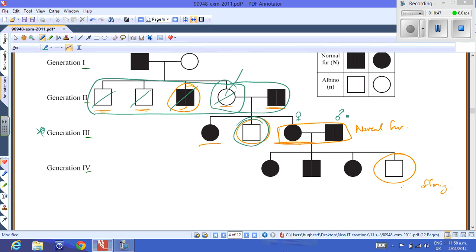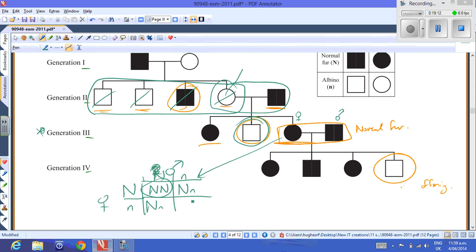So if I redraw the Punnett square briefly, we put the female down here, we put the male up here. We said both of them were carriers. So we said large n, small n, and then large n, small n. And then we said, well, the offspring could be large n, large n, then we could have large n, small n, and small n, small n. Now we know one of the offspring is small n, because this is an albino gorilla right here.